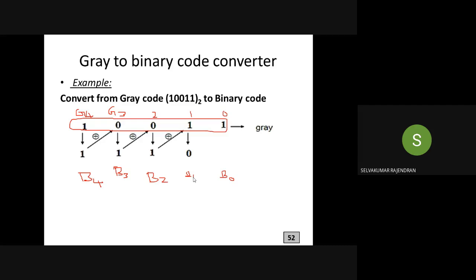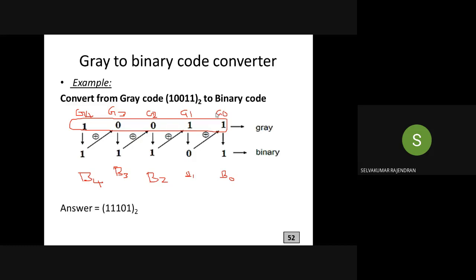Right, then B1 can be obtained by doing an XOR operation with B2 and G1. Then similarly, B0 can be obtained by performing an XOR operation with B1 and G0. So the result is 10001.